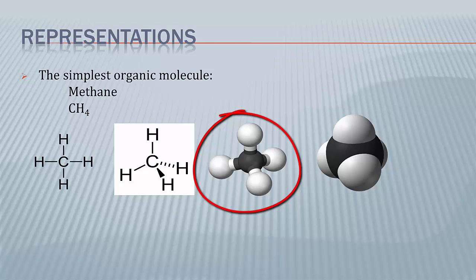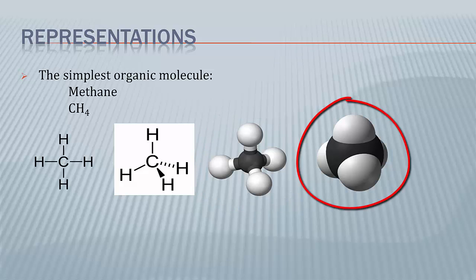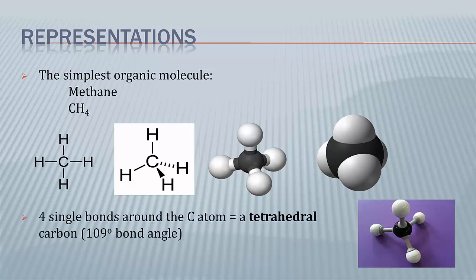Again, it shows the way that the carbon and hydrogen atoms are bonded together and shows the tetrahedral carbon. This space-filling model is a little more confusing, but it does show the overlap between the carbon and hydrogen bonding clouds. So there are 4 single bonds around the carbon atom. This forms a tetrahedral carbon with a bond angle of 109.